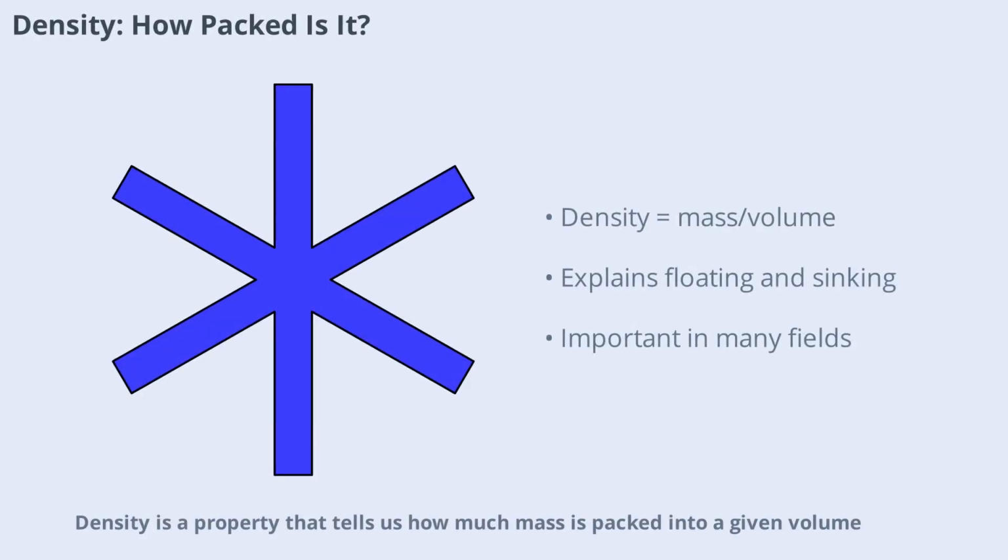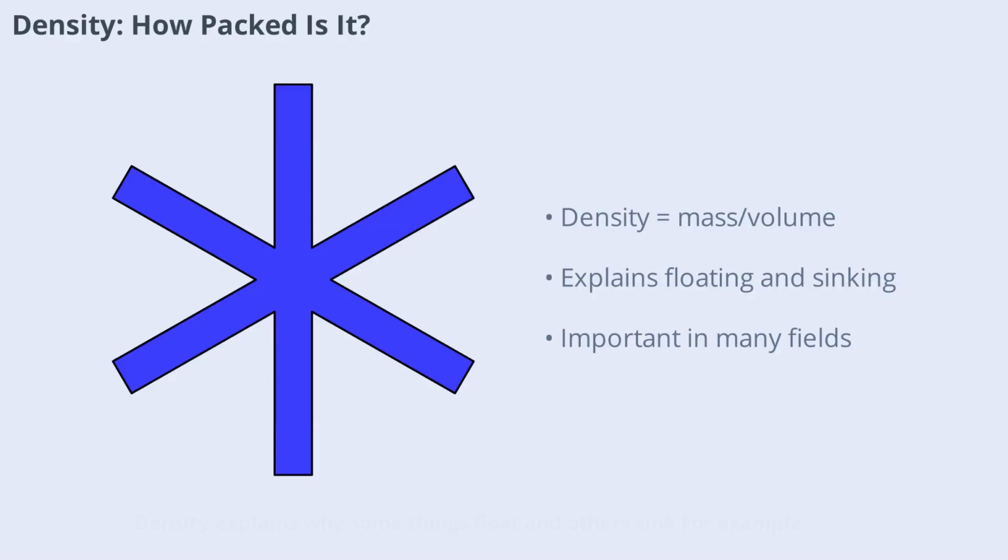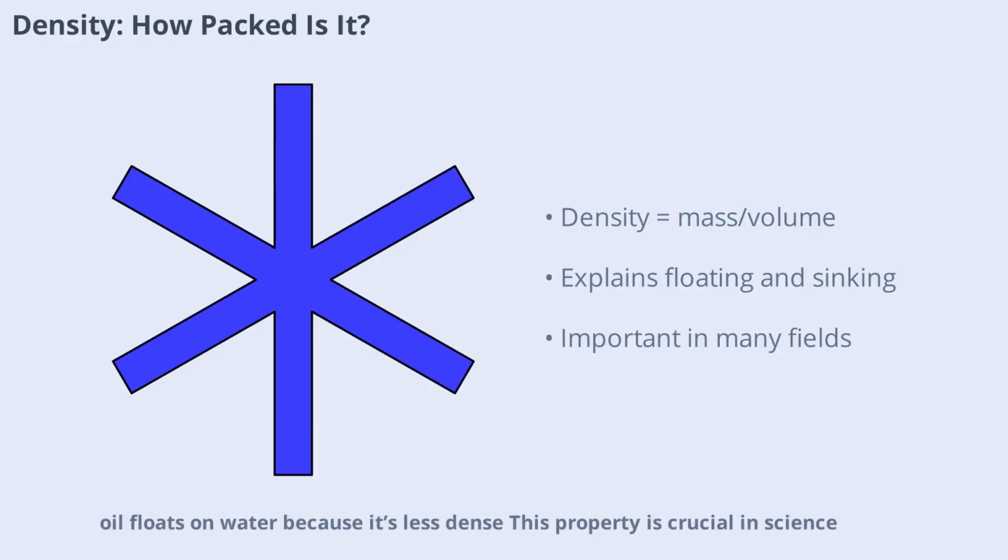Density is a property that tells us how much mass is packed into a given volume. It's calculated by dividing mass by volume. Dense objects like metal feel heavy for their size, while less dense objects like wood feel lighter. Density explains why some things float and others sink. For example, oil floats on water because it's less dense. This property is crucial in science, engineering, and even cooking, helping us predict how materials will behave.